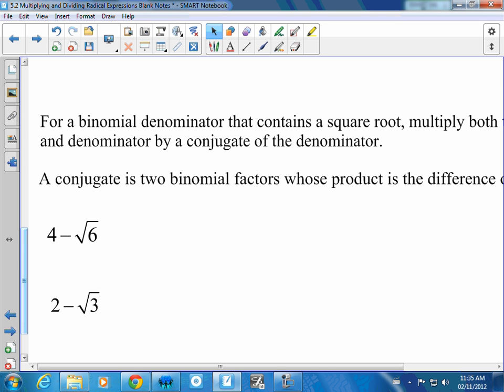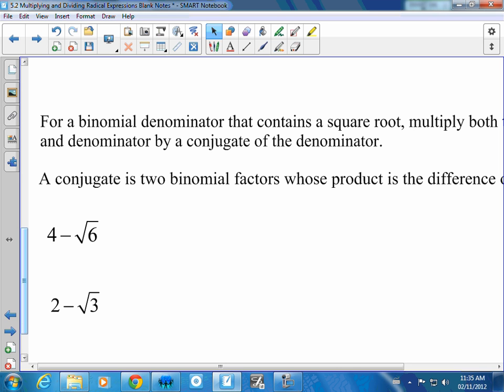A conjugate is two binomial factors whose product is the difference of squares. Do you guys remember the difference of squares? x minus 3 and x plus 3. They're exactly the same letters and numbers. The only difference is the sign in the middle, right? You remember that? Difference of squares? The two center terms cancel out. So treat it that way.